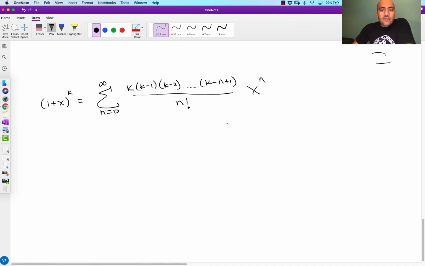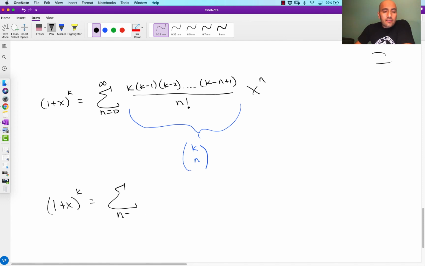Okay. This is so popular, so famous, that we give it its own notation. This is exactly the same thing as this notation, k choose n, like this. So a very popular way to represent this is that (1 + x)^k is equal to the sum as n goes from 0 to infinity of k choose n, x to the nth power.